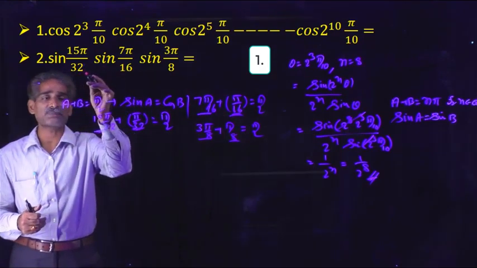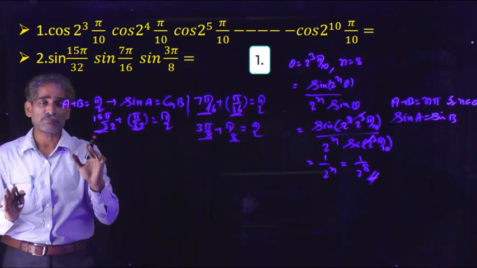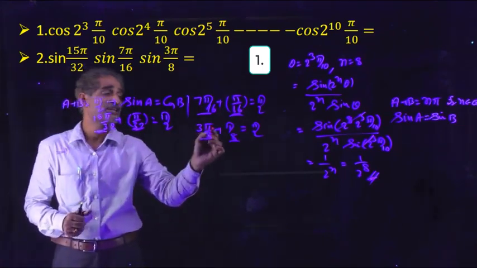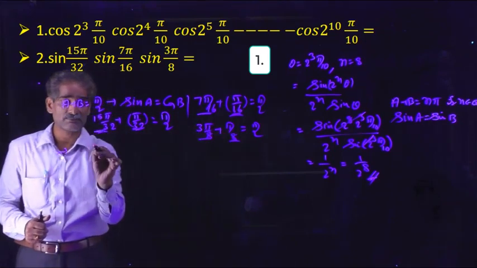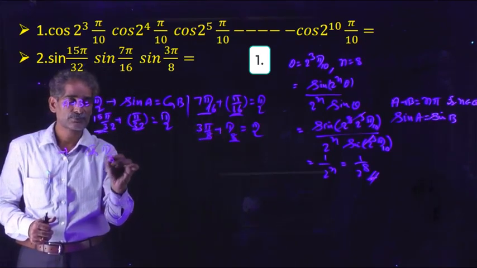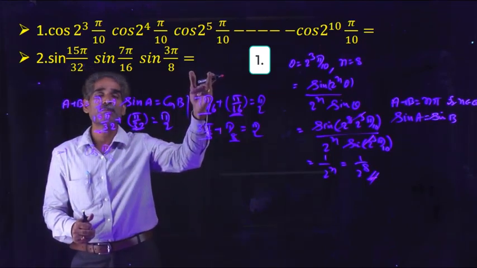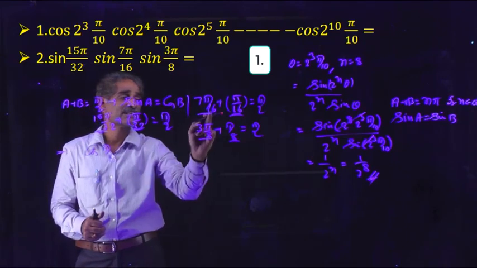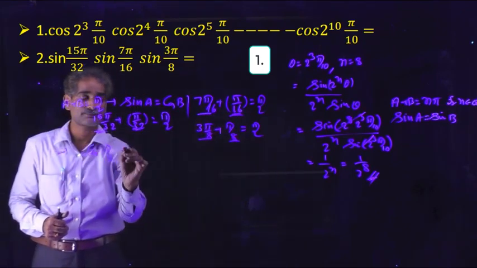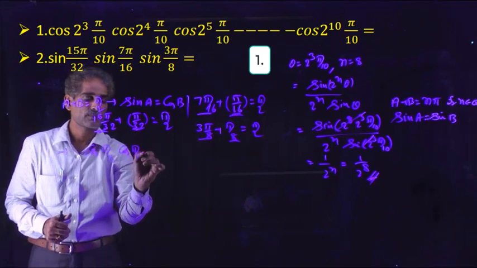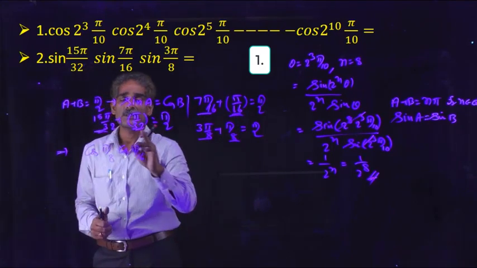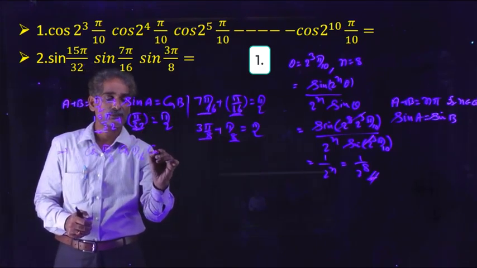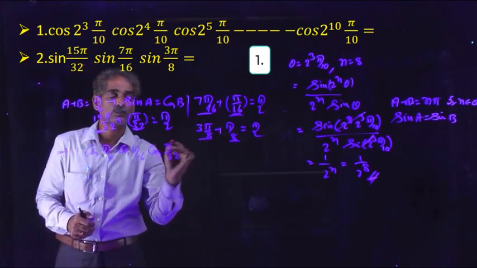So the total expression becomes, our aim is to express this in terms of cos. Starting from the left, sin 3 pi by 8 equals cos pi by 8. Sin 7 pi by 16 equals cos pi by 16. And sin 15 pi by 32 is equal to cos pi by 32.